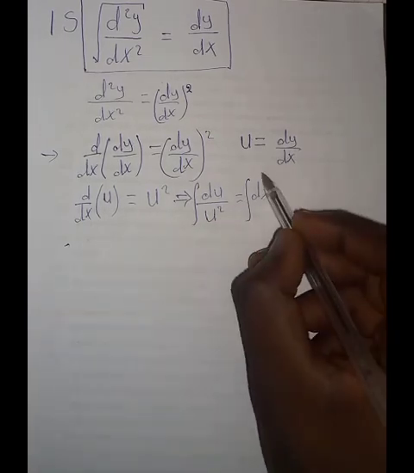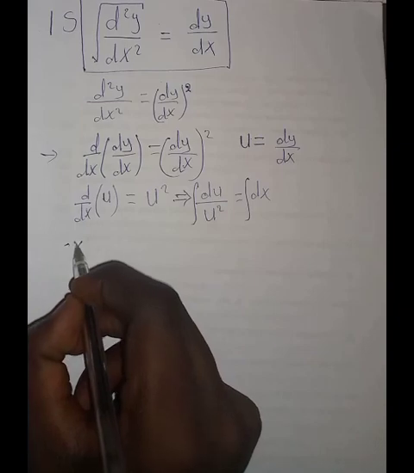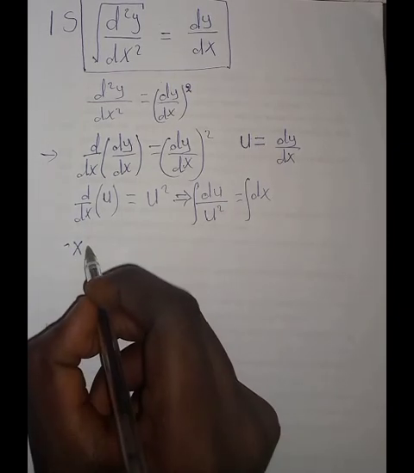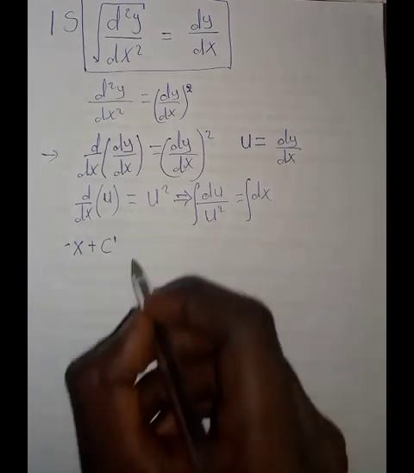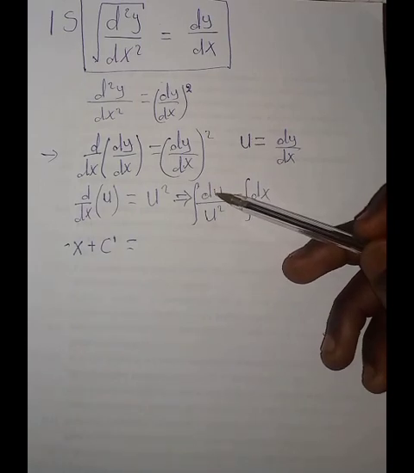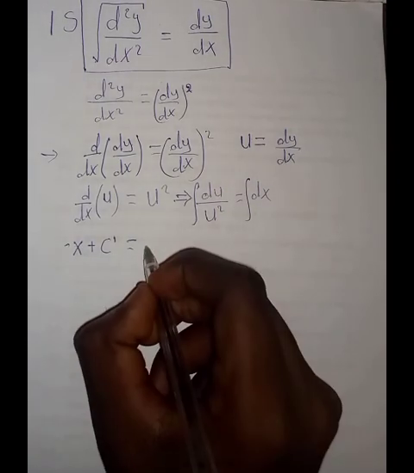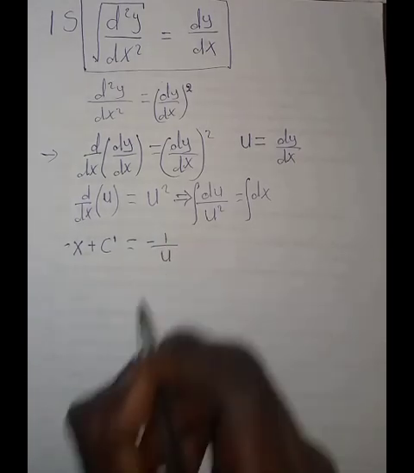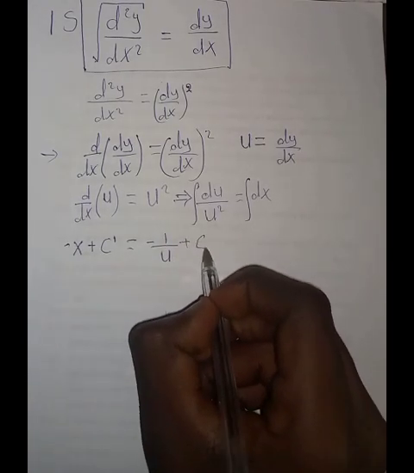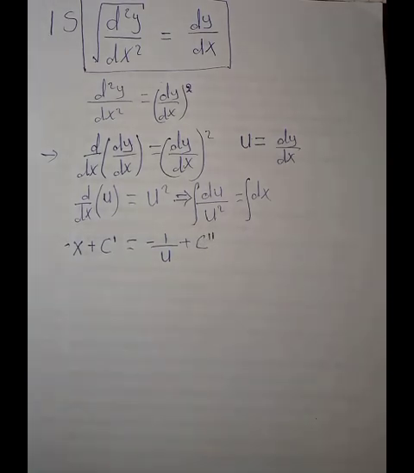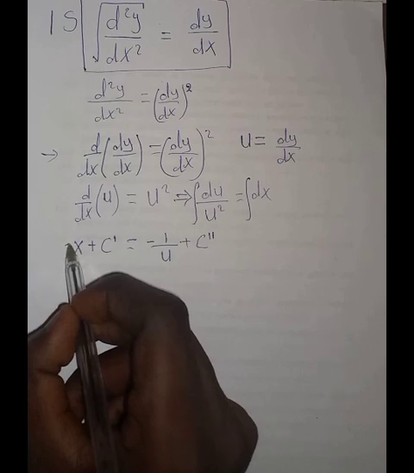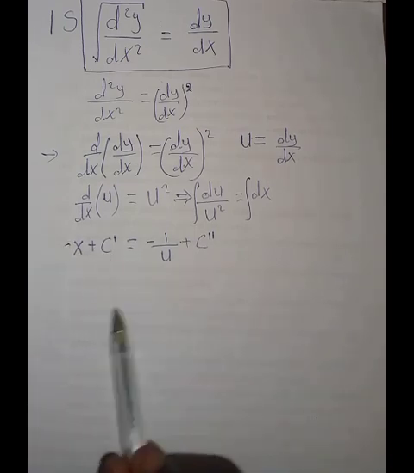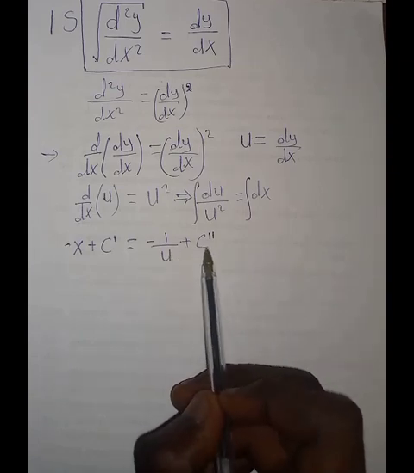If I integrate dx, I simply have x, which is x plus a constant, I can call that constant c prime. That is the same as, if you integrate du over u squared, I simply have -1 over u plus another constant. Each time you integrate, don't forget to add a constant. So since I have x plus c prime, that is the same as -1 over u plus c double prime.